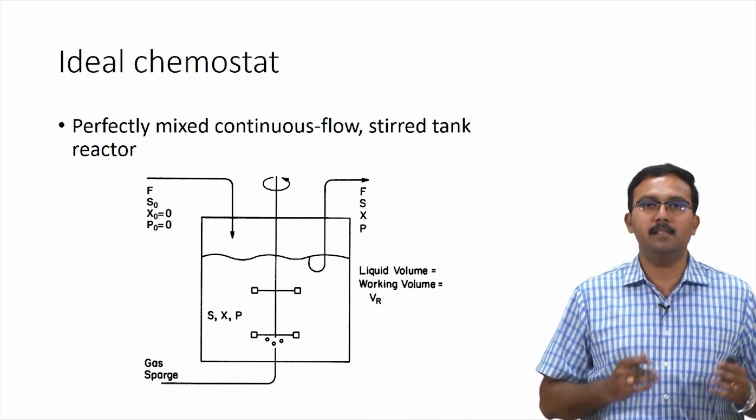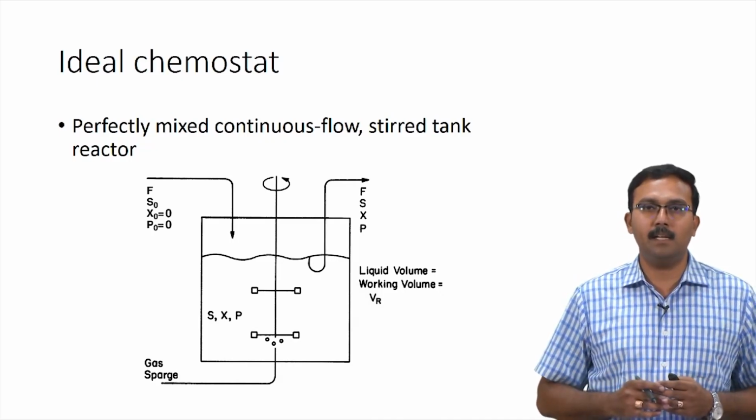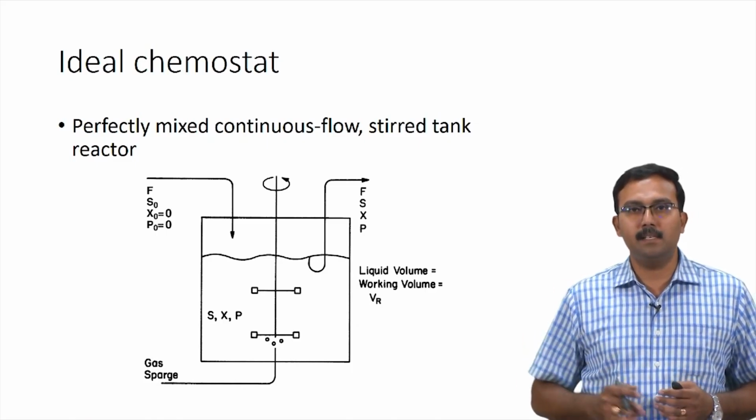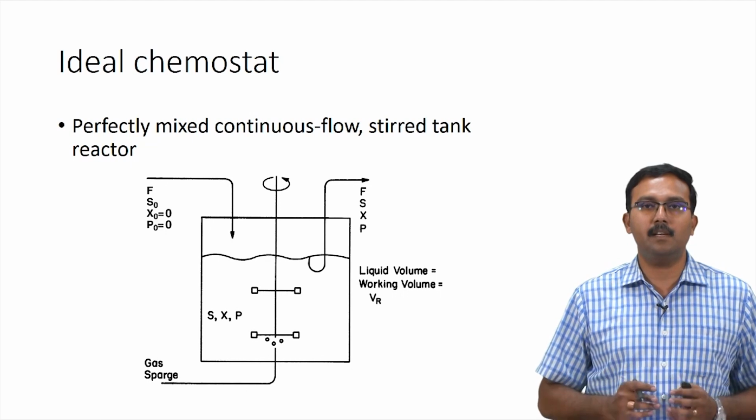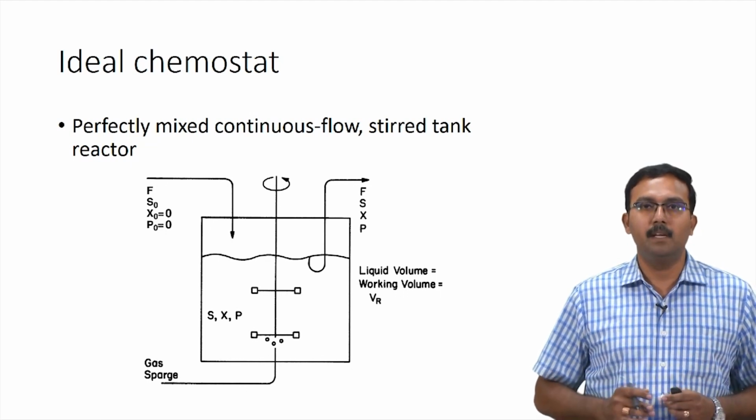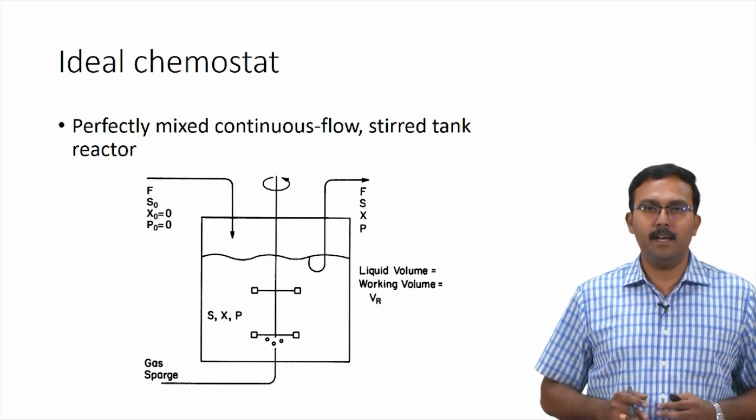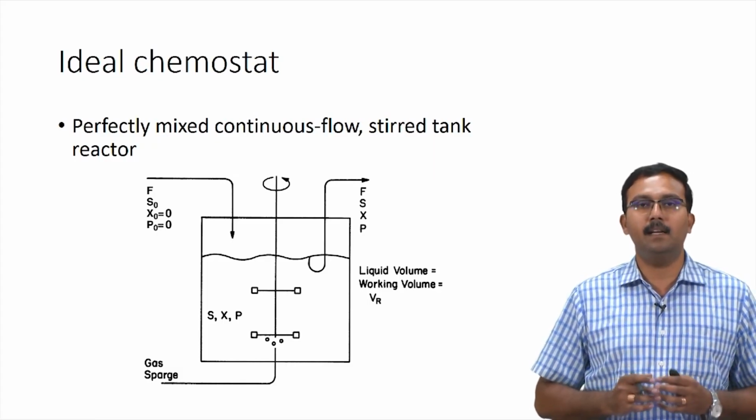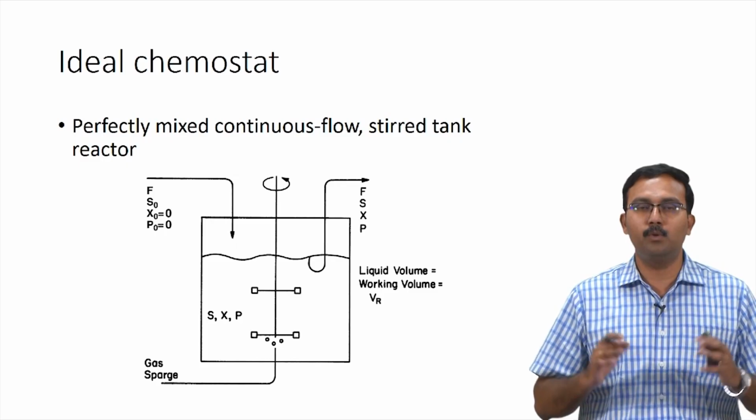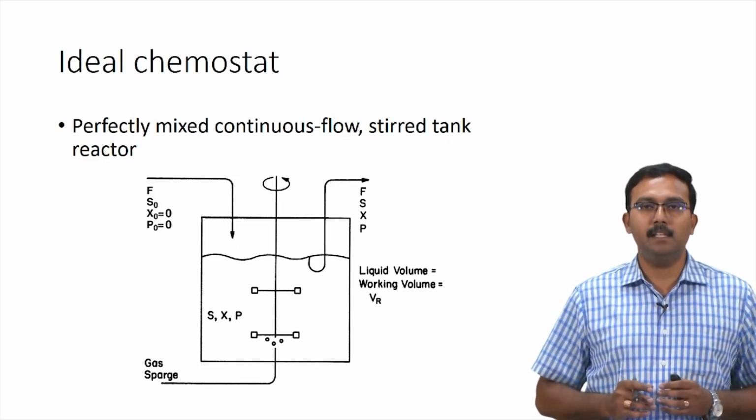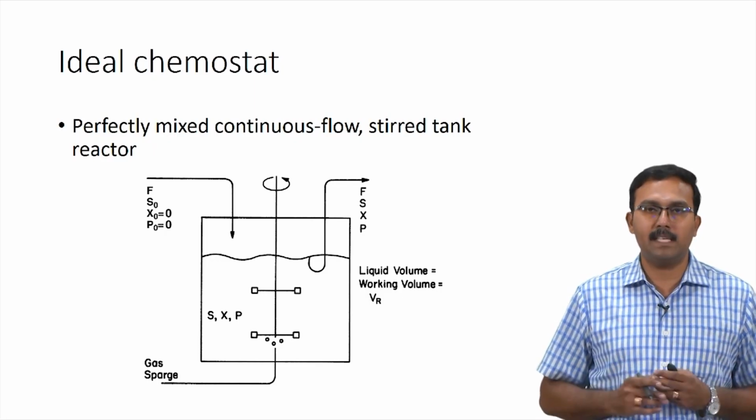Just like we discussed for the CSTR in enzyme kinetics, here also the concentrations of components in the exit stream will be the same as the concentrations inside the reactor. So, you have a well mixed system, which means whatever is fed is immediately mixed and the concentration is uniform throughout the reactor. In addition to the mixing conditions, you also see something called a gas sparge.